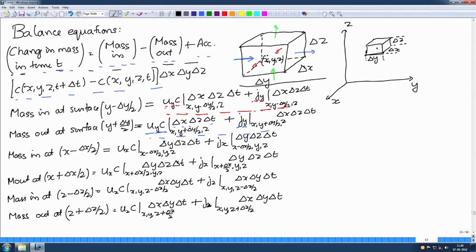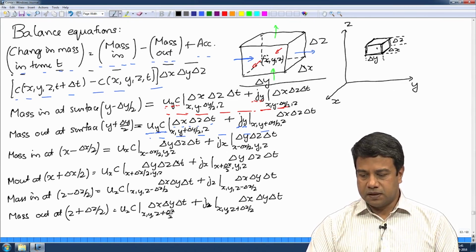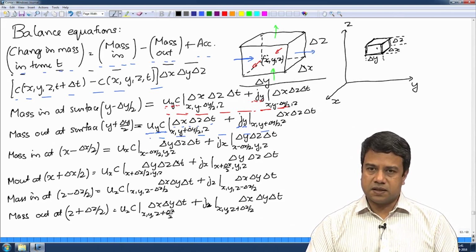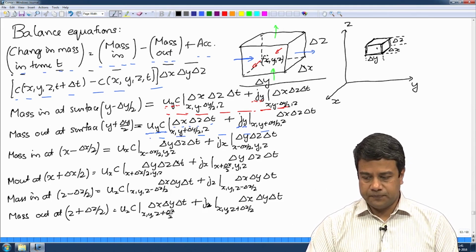We had first done it for a Cartesian coordinate system where the x, y and z axes are perpendicular to each other. We had chosen a cuboidal volume whose surfaces are perpendicular to the coordinate axes. Okay. So, they are surfaces of constant coordinate. And we had written a balance equation for one such surface: mass in minus mass out plus accumulation is equal to the change in mass in a time delta t.